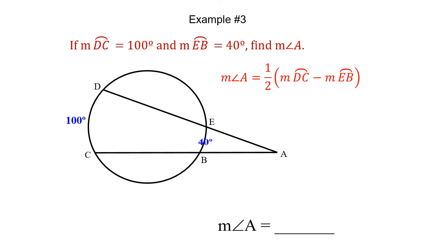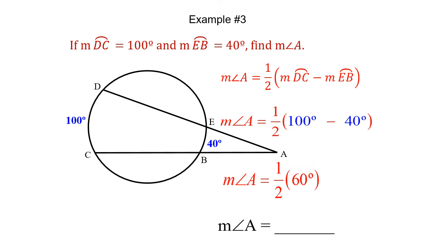For this example, we find that the measure of arc DC equals 100 and the measure of arc EB equals 80. We want to find the measure of angle A. So by taking the difference, half of 100 minus 40, it will be 30.